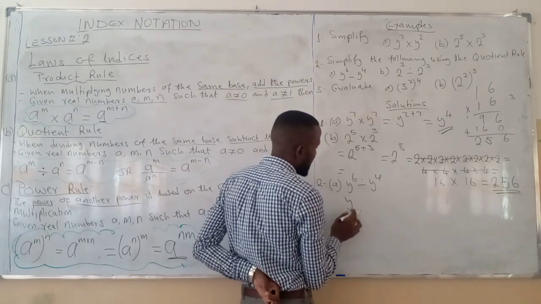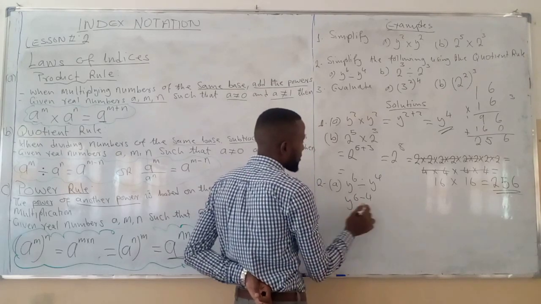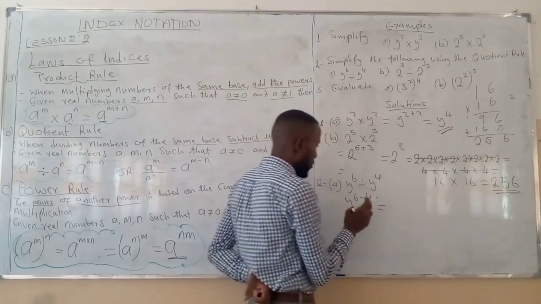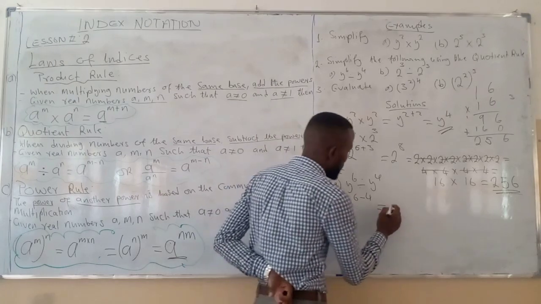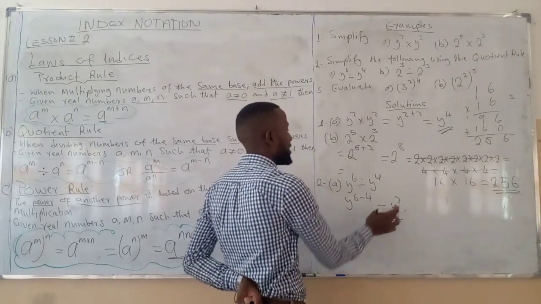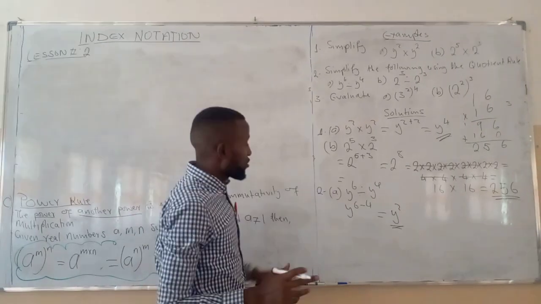So we are going to say y, maintain the base, 6 minus 4. What is 6 minus 4? 4, 5, 6, it is going to be y to the power 2. Hence, that is our final answer. Because when we multiply y times y, we still get y to the power 2. That is how this one is now.